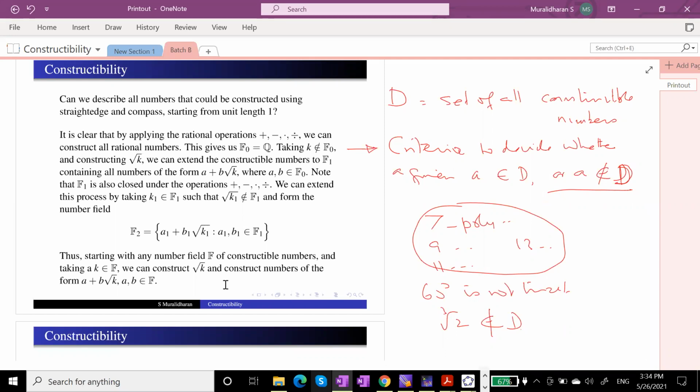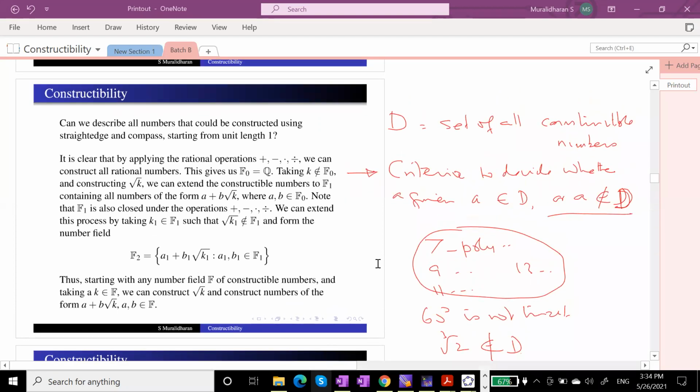Sir, if this 7-sided and 9-sided is not possible, then how did Gauss construct 17-sided? 17 is possible. 7 is not possible. Sir, also, how do computers construct the polygons? Because we cannot construct all the polygons. So how are computers doing it?